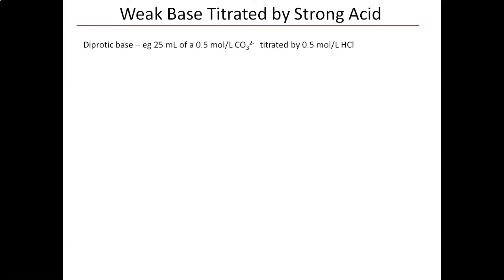Okay, and so what we'll do is we'll look at the titration of 25 milliliters of a sodium carbonate solution, but we're only interested in the carbonate ions, and we're going to titrate it with HCl. Now this is a diprotic base, meaning it'll accept 2 acidic protons.